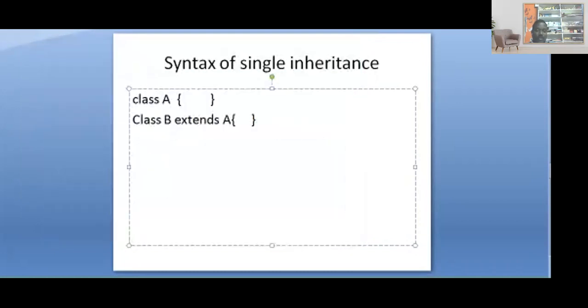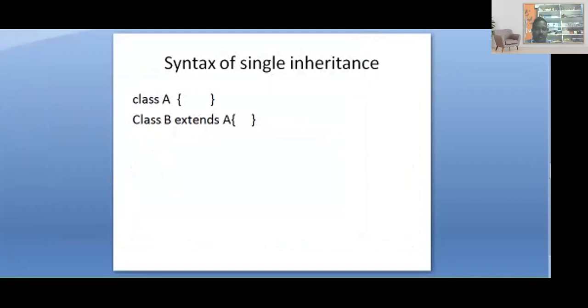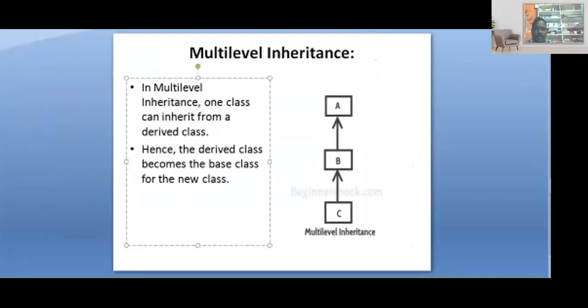That's what we have: single inheritance in Java. I hope that is clear to you. This topic is very simple, better to make it understood clearly. Yes, now I go to multi-level inheritance.